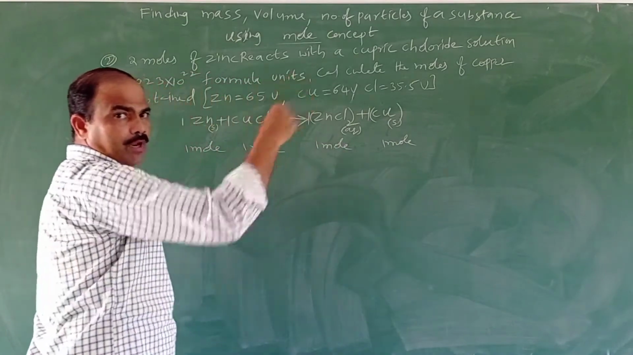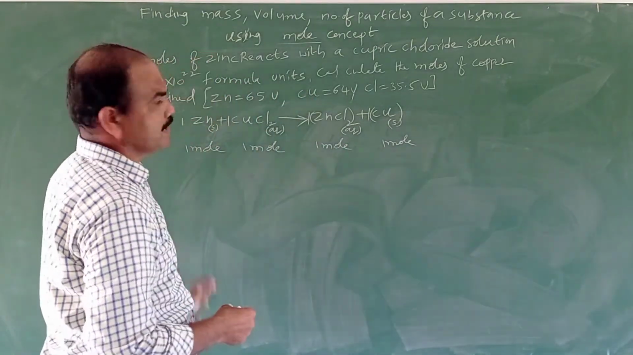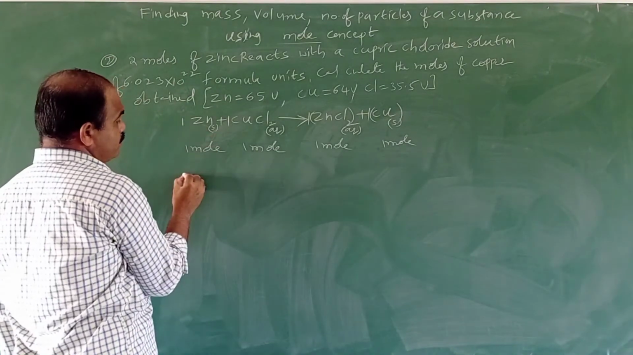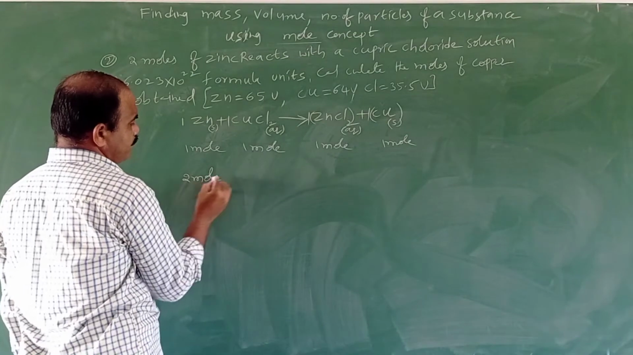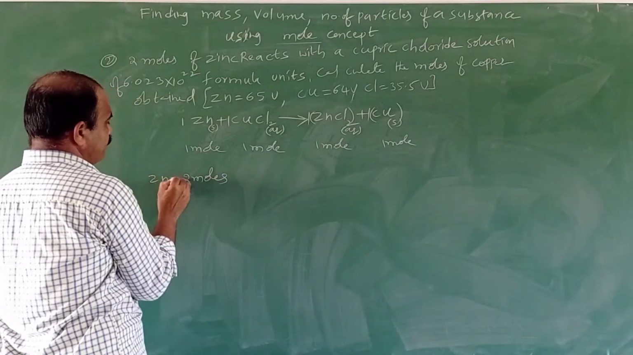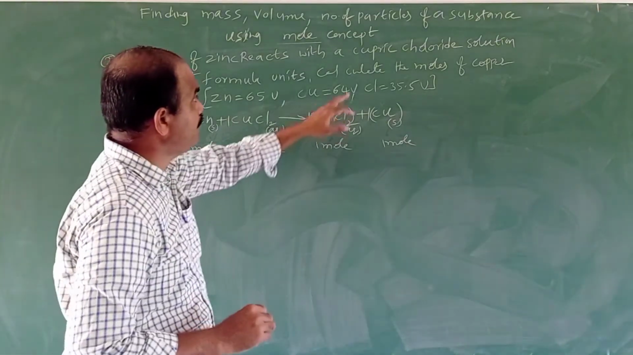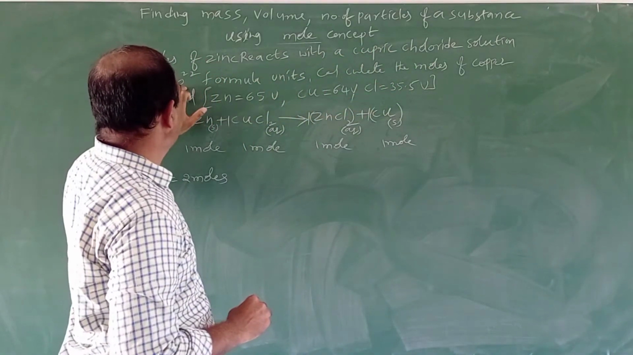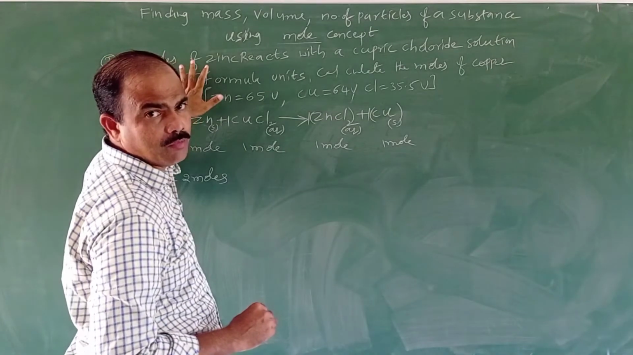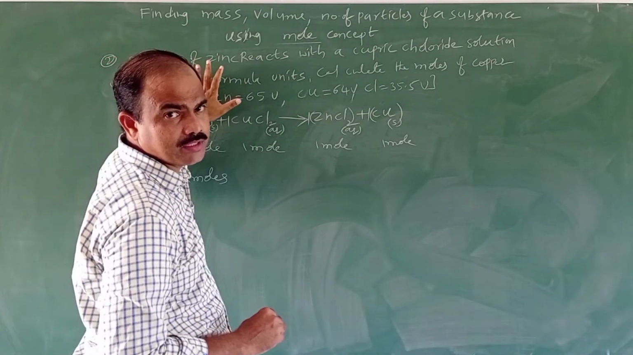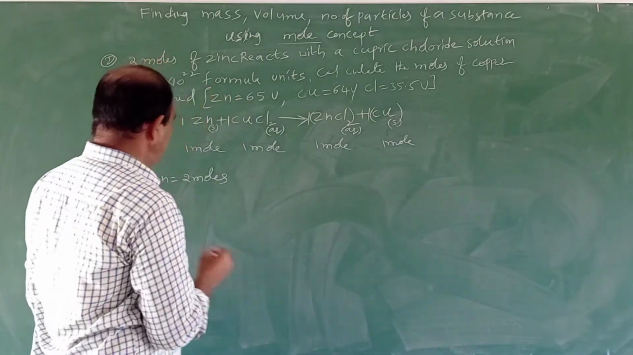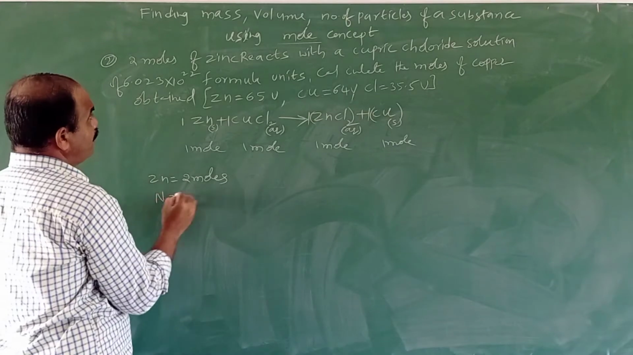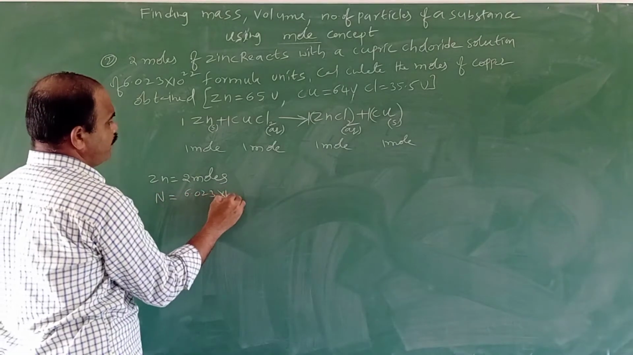But in the problem what is given? 2 moles of zinc. 2 moles of zinc is reacted with the cupric chloride solution of 6.022 into 10 power 22. But the number of moles is not given, only the number of atoms is given. How can we calculate the number of moles? So the number of moles of the cupric chloride is n. Please consider 6.023 into 10 power 22.